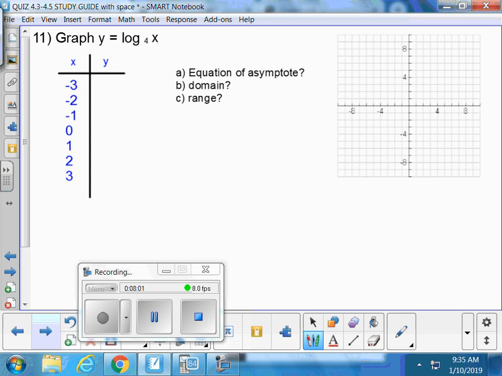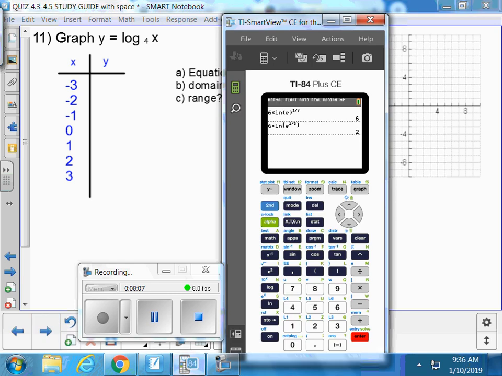All right, looks like we're heading on to graphing, so I'll pull my calculator back up. So we want our special log button. Alpha math is your best bet to get that. Put a 4 as the base and an x in the parentheses. There's no shift on this, so our asymptote will be just right there at 0.